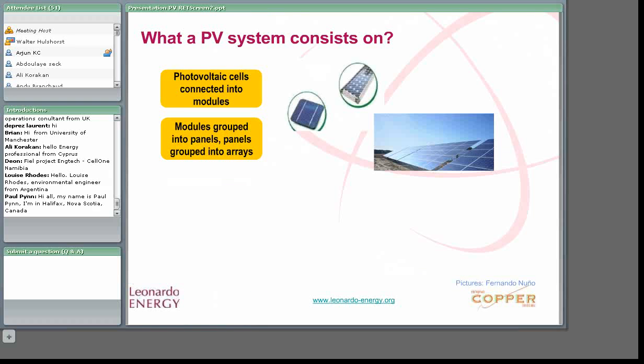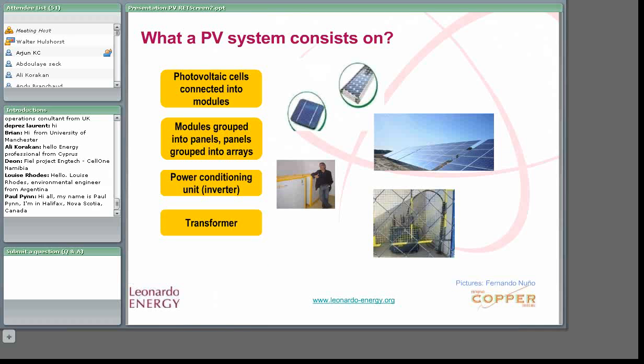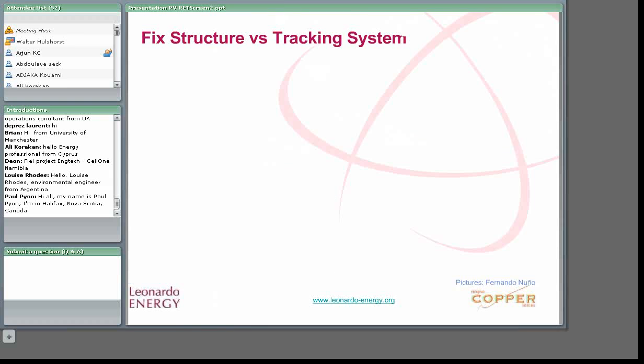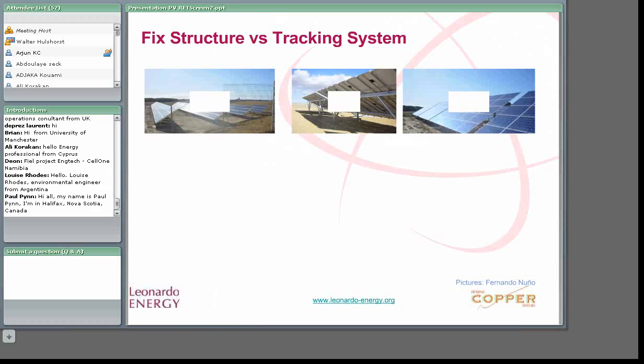photovoltaic cells connected into modules, modules grouped into panels, panels grouped into arrays. Power conditioning unit, the inverter, transformer usually, and the grid connection. Fixed structure versus tracking system.